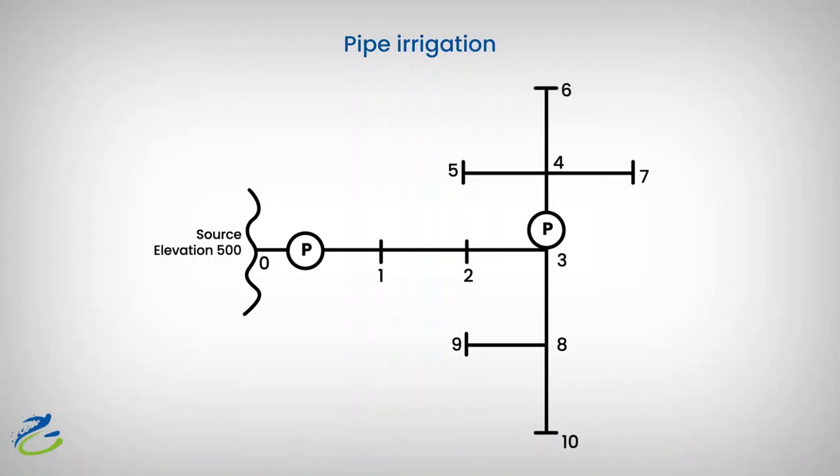This irrigation network of pipes under pressure takes water from the source at a certain elevation and pumps water to a sprinkler irrigation system at the terminal nodes numbered 5, 6, 7, 9, and 10.